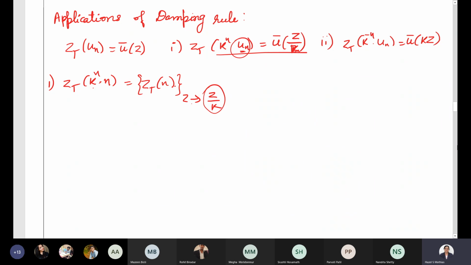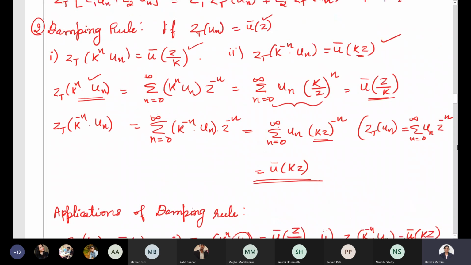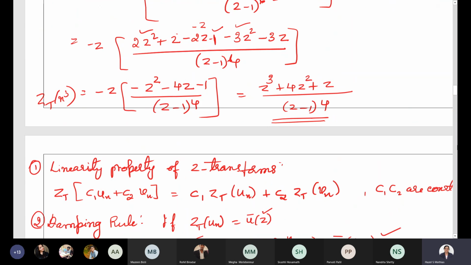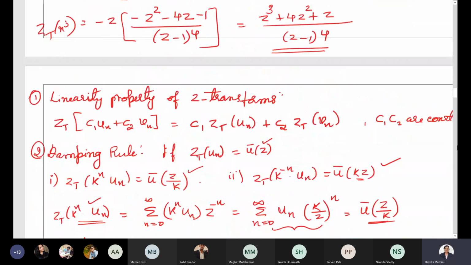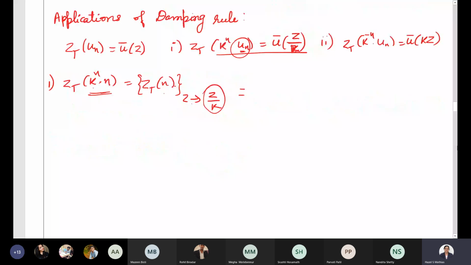So whenever you have Z transform of k power n into n, you find the Z transform of n, where z you replace by z by k. This is the meaning of that. And we know the Z transform of n. What is the Z transform of n? Here we have found it out, isn't it? Z transform of n is z divided by z minus 1 whole square, where z has to be replaced by z by k. I hope this is clear.